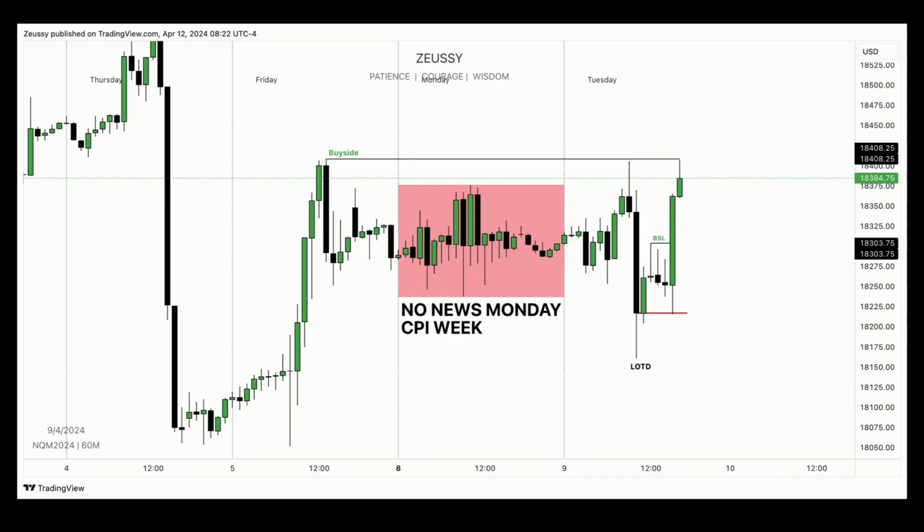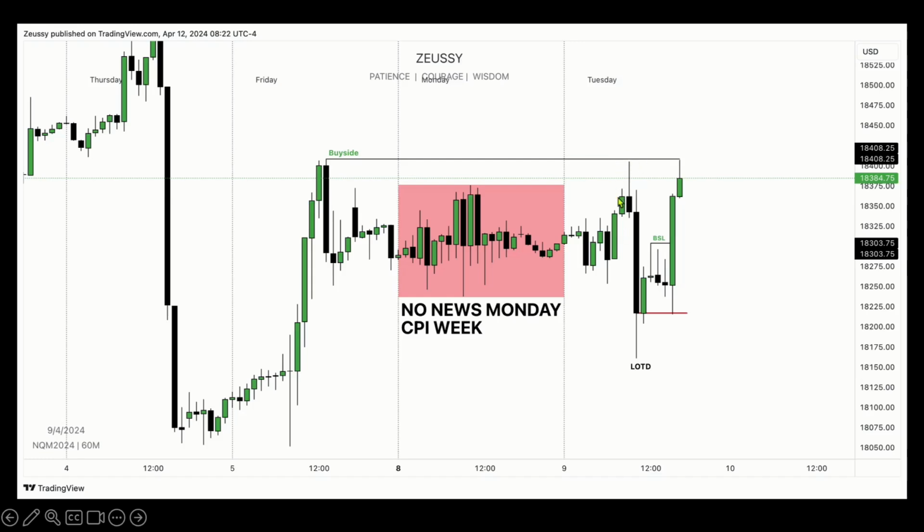here I have annotated the Tuesday delivery. I'm avoiding the no news Monday within this CPI week, so I've put a red box around it. What I've done is that I've annotated the buy side liquidity of Friday and the high of Tuesday. Why? Because relatively equal highs have been created, meaning I have a clear draw on liquidity. I know that buy side liquidity is engineered above here.